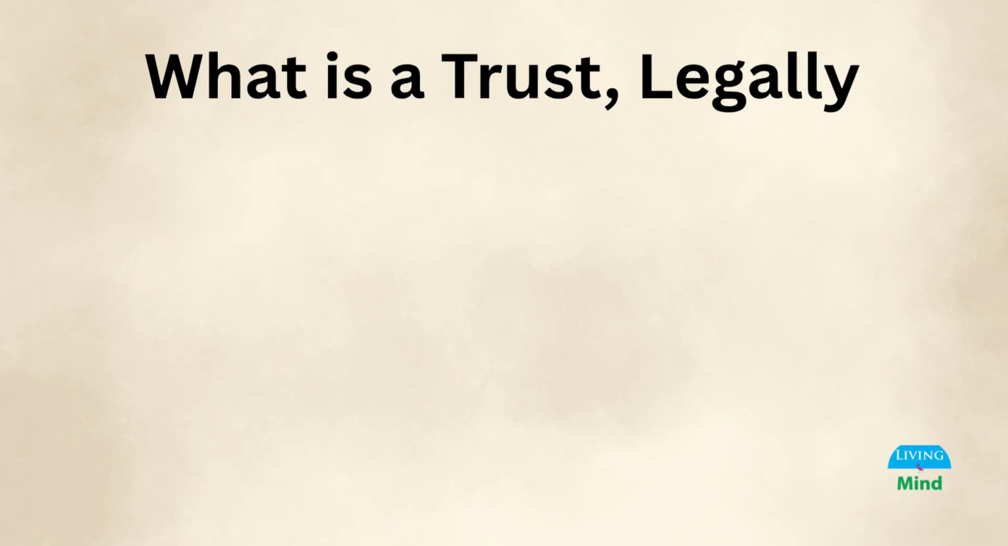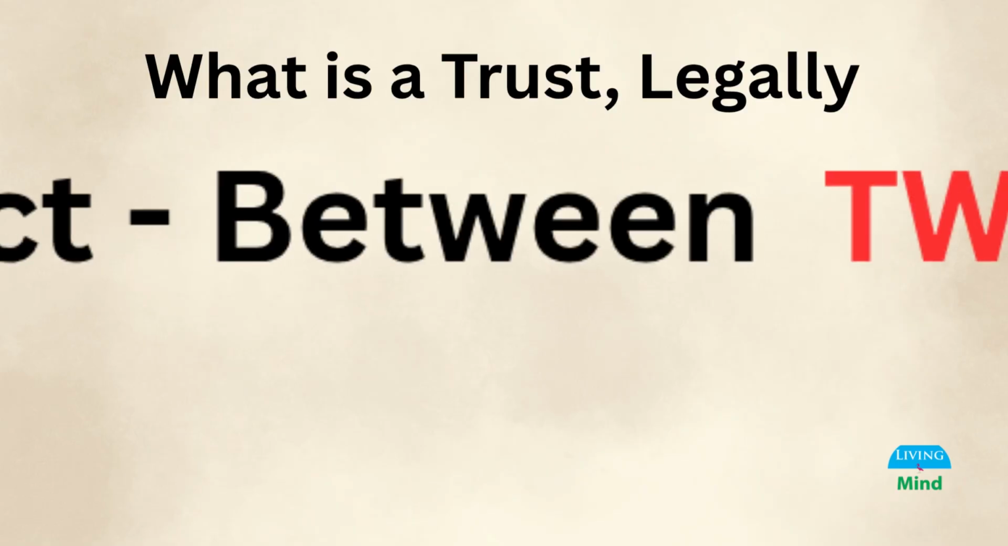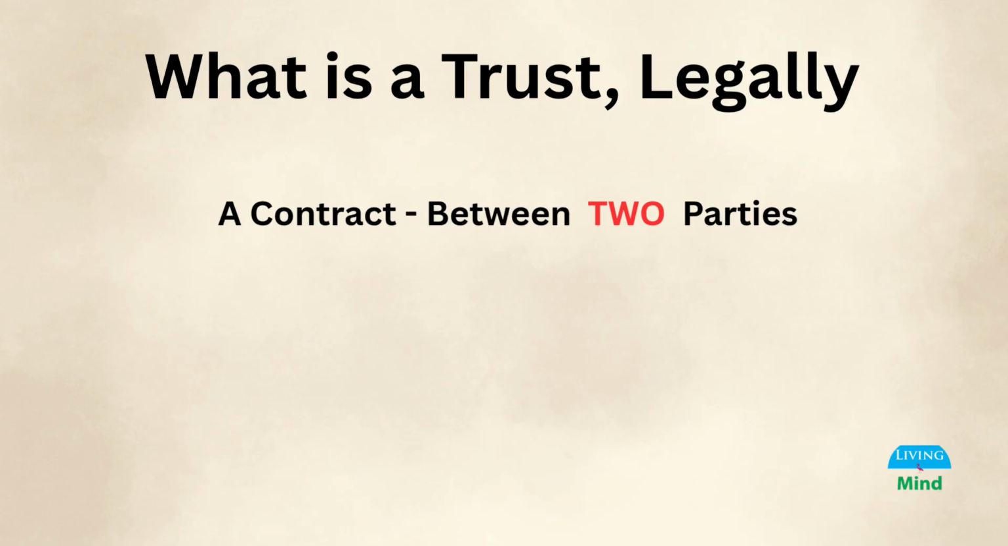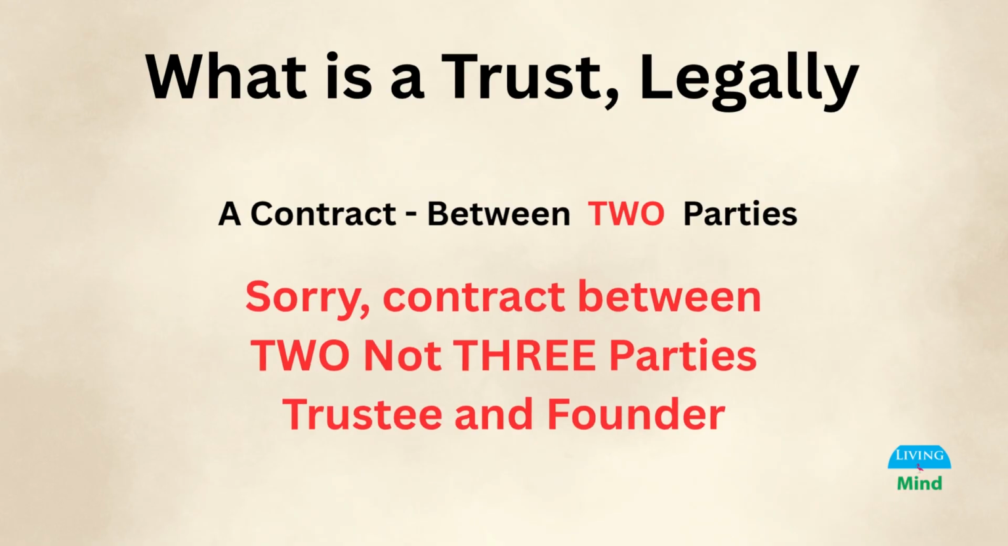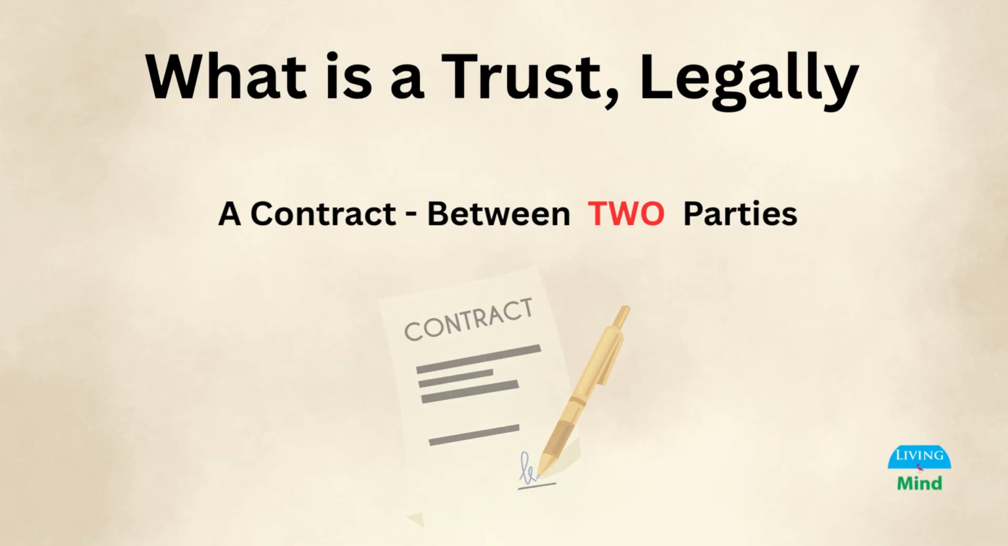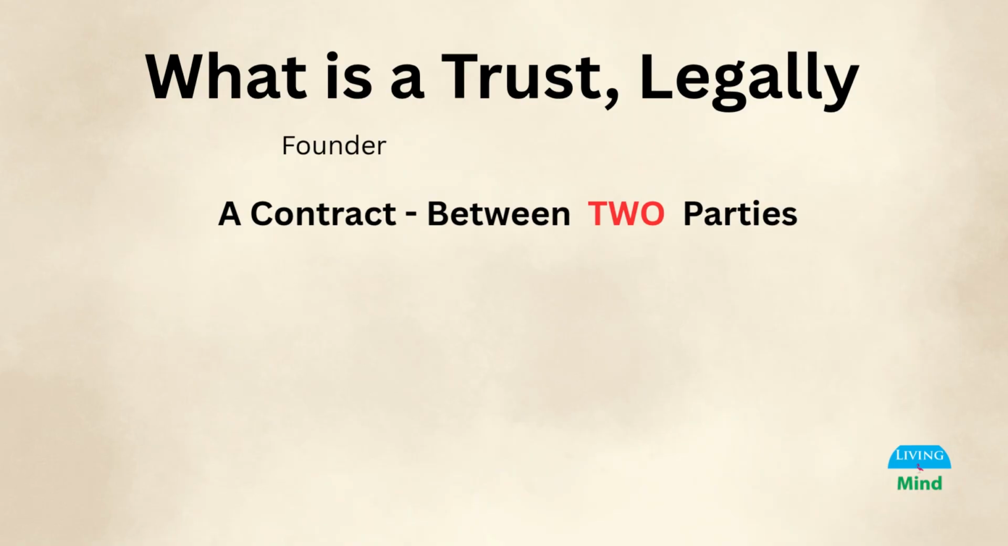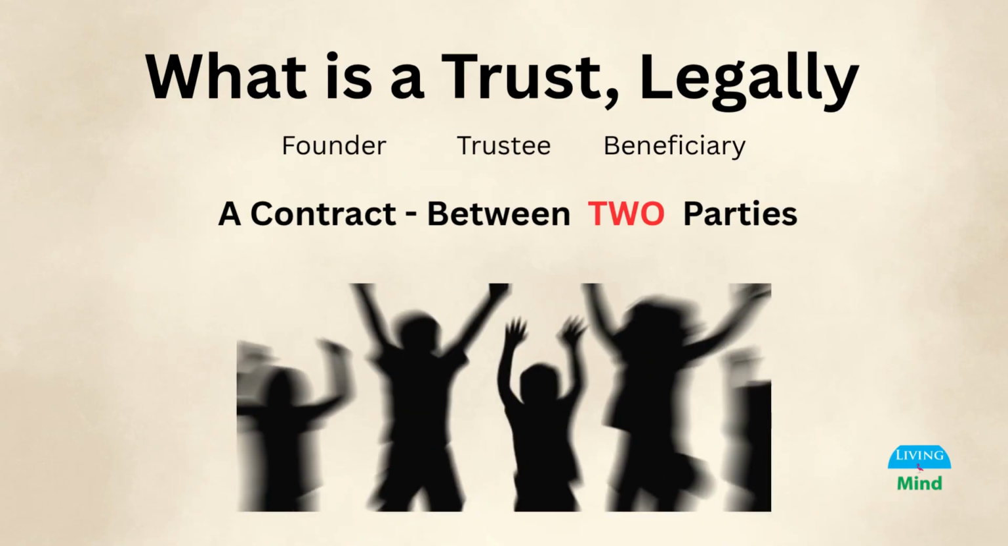So what is a trust legally? A trust is nothing more than a contract, an agreement between three parties. Those parties are the person who creates the trust, known as the founder, grantor, settlor, can also be called trustor, and trustees, and for the benefit of the beneficiaries.